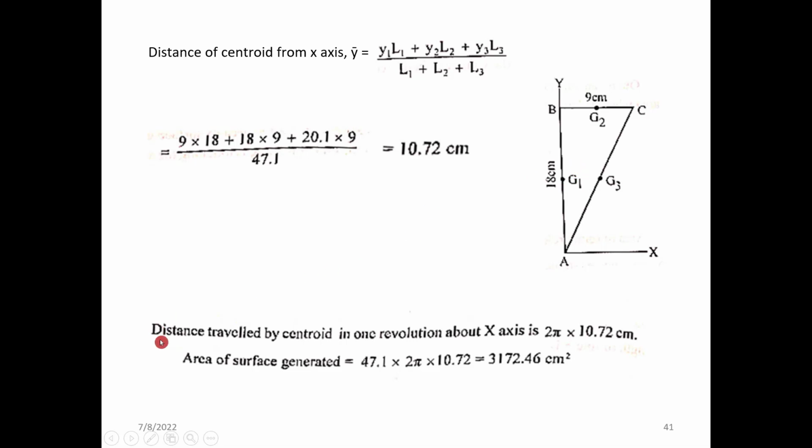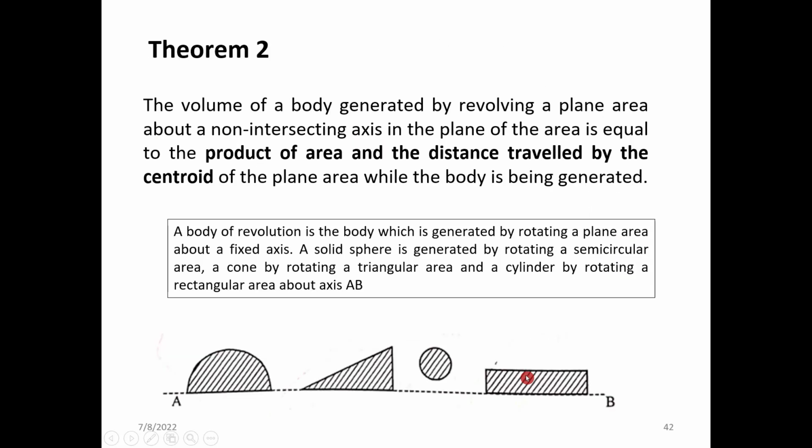Okay. So similarly, distance traveled by the centroid in one revolution is 2 pi into r. So it is 10.72, the centroid, and we get the area of surface generated, total length perimeter into the distance traveled by the centroid, as 3172.46 centimeters square.